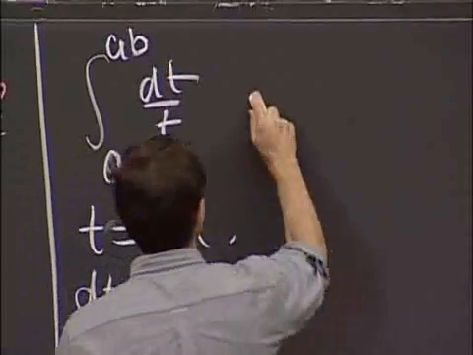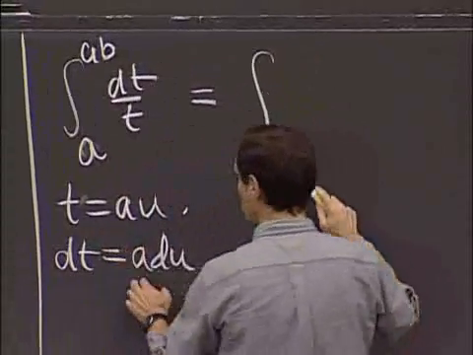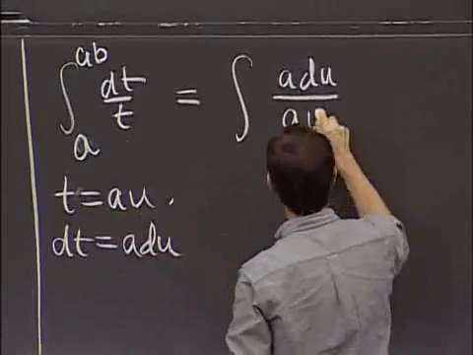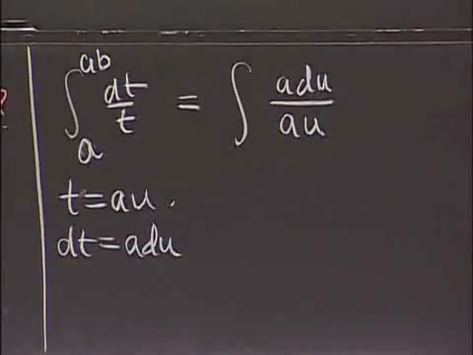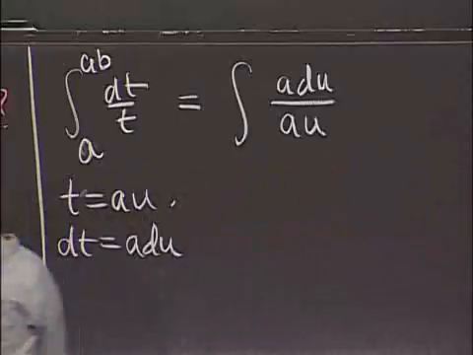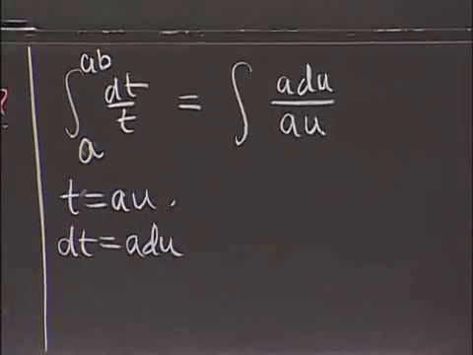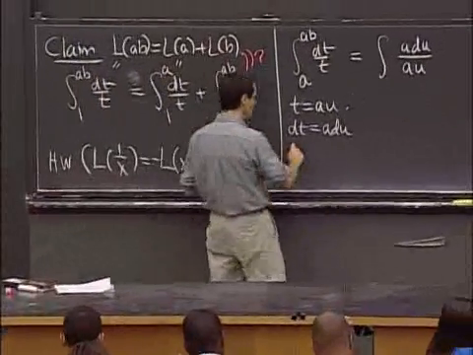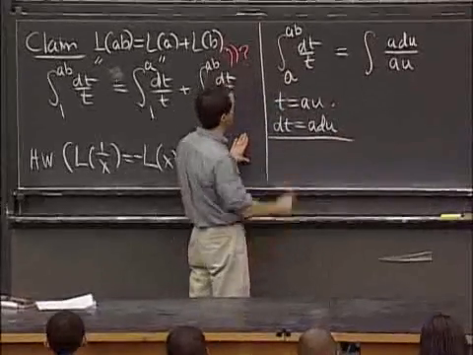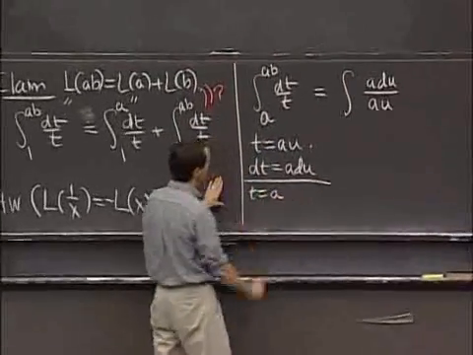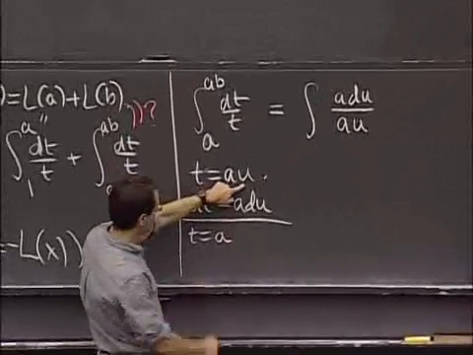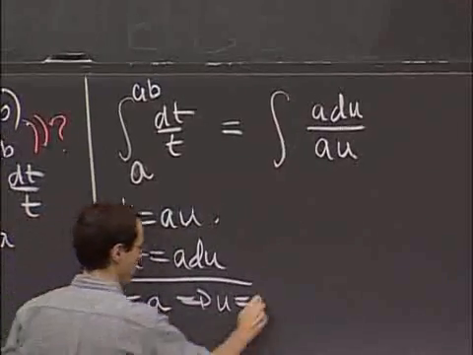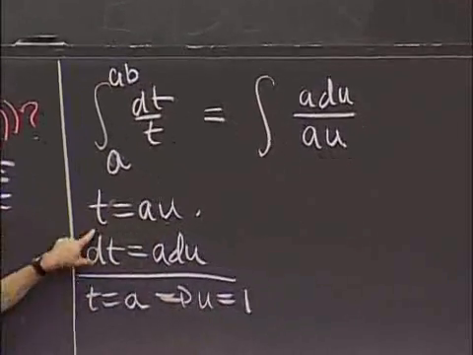As a result, I can write this as an integral where dt is a du, and t is au. So I've now substituted in for the integrand. But on top of this, with definite integrals, we also have to check the limits. And the limits work out as follows. When t is equal to a, that's the lower limit. Let's take a look. t is equal to a times u, so that means that u is equal to what? It's 1, because a times 1 is a.